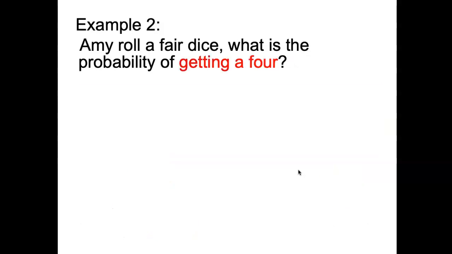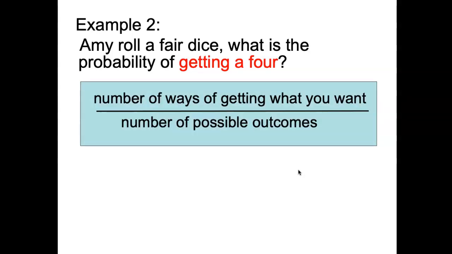Now I have here another example. If Amy rolls a fair dice, what is the probability of getting a 4? So imagine a die or dice, and then you know that it has 6 faces, and then there's a 4 over there. So I'm going to show that to you.